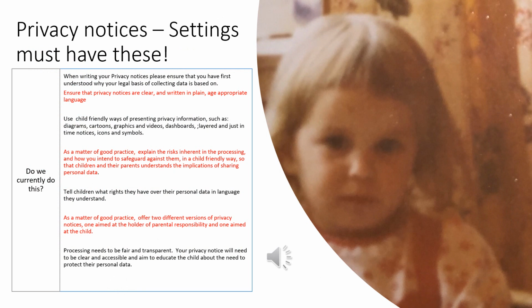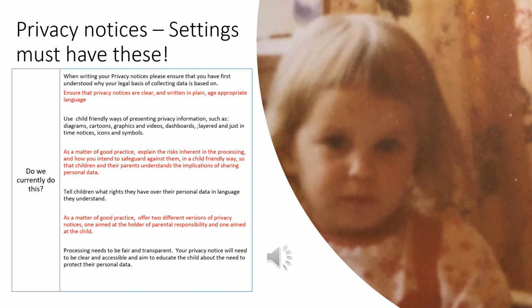Privacy notices. You must have these. Ensure that the privacy notices are clear, written in plain, age-appropriate language. Use child-friendly ways of presenting privacy information, such as diagrams, cartoons, graphics, videos, dashboards, layers, symbols, icons. As a matter of good practice, explain the risks inherent in the processing and how you intend to safeguard against those risks in a child-friendly way, so that children and their parents understand the implications of sharing personal data.